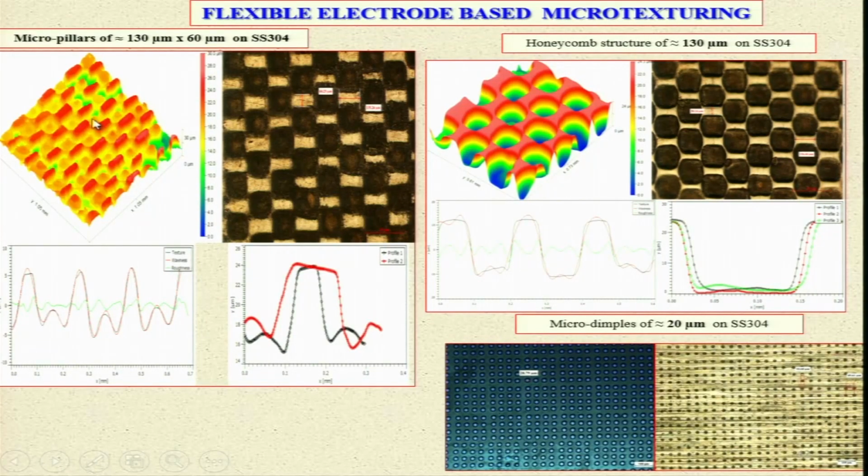Now you can see here flexible electrode based microtexturing, as we have seen in the earlier slides. This is the one where you have the micropillars created. This is the photographic view, and here you can see the profiles and textures over there. Again, same way, this is the SEM photograph, this is the picture of the same one. Now this is another one, you can see clearly these are the micro dimples of approximately 20 micrometer over here on the stainless steel sheets.